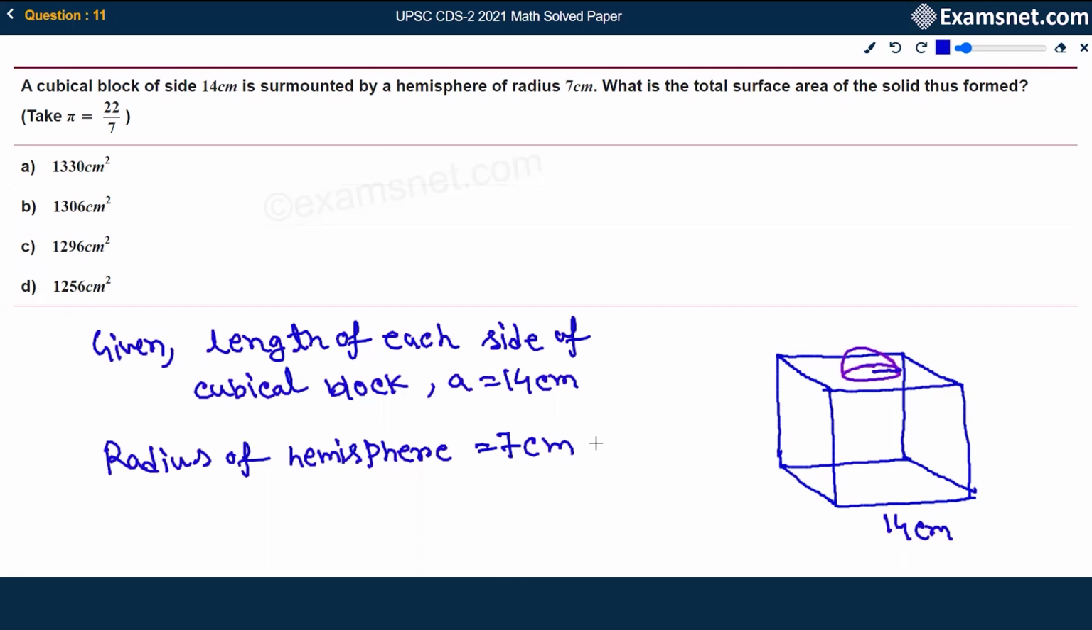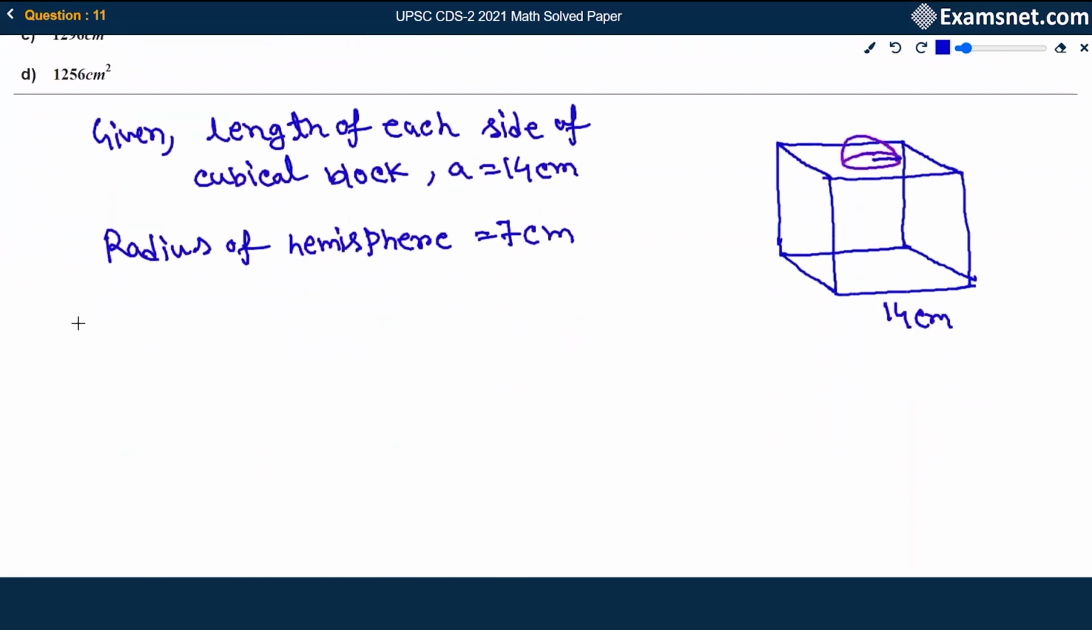So here there are 5 surfaces intact, no issue with that. But what about the top surface of the cubical block? There is a hemisphere. So the portion of the surface of the cubical block where the hemisphere is located on the top and the base surface of the hemisphere, both are same, both are overlapping. So when we will calculate the total surface area of the solid, what we will calculate?